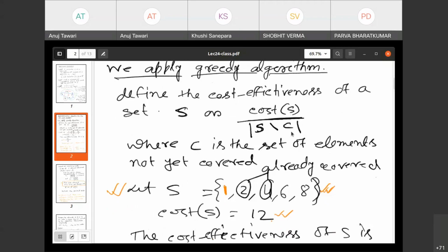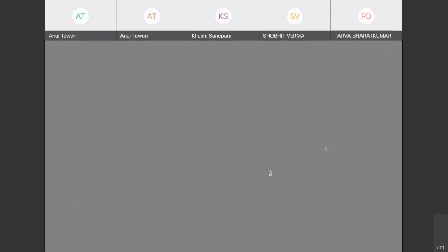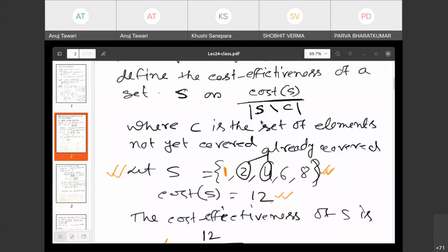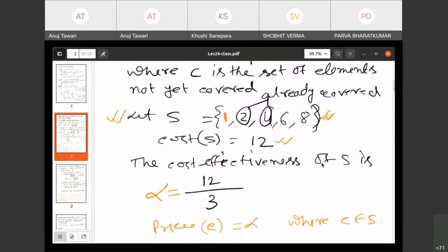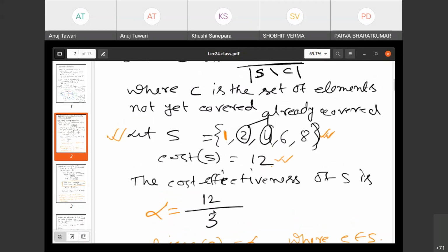Cost of S is 12, and C, which is the set of elements already covered, has just two elements, and the original set has five elements. So this S minus C will have three elements, 1, 6, and 8. The cost effectiveness of S will be 12/3, which is equal to 4. So you do this for all the remaining subsets in your collection of subsets and pick the minimum cost effective set.